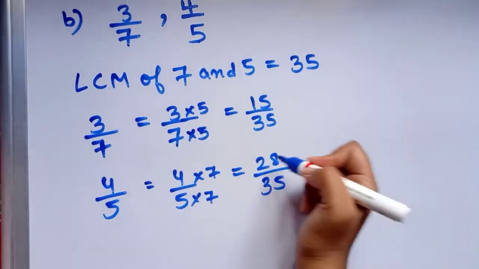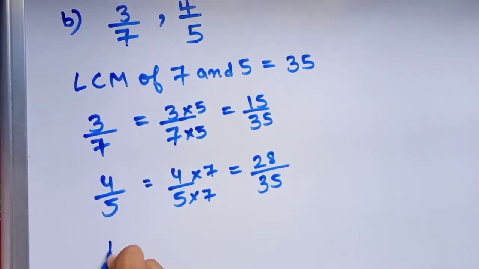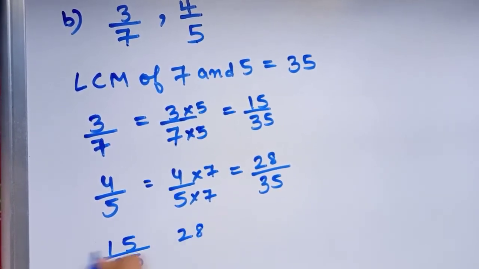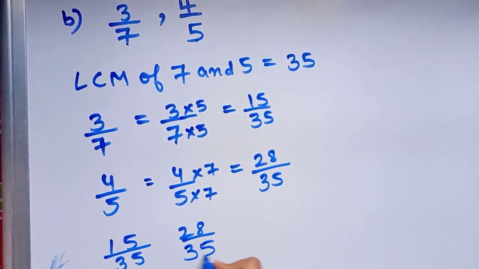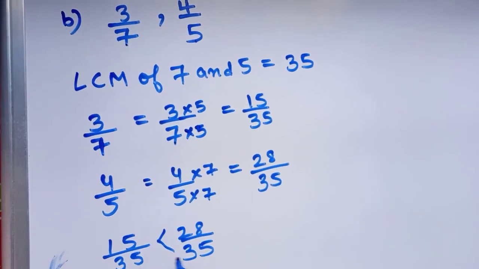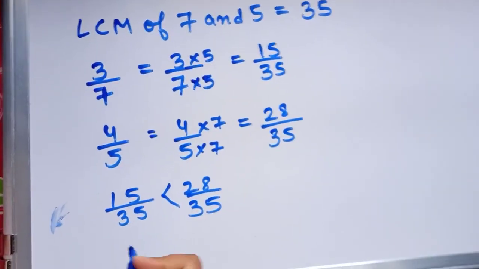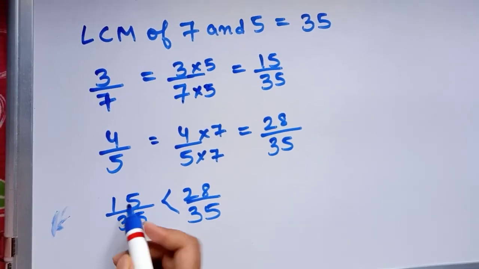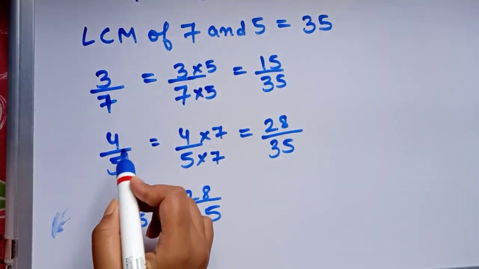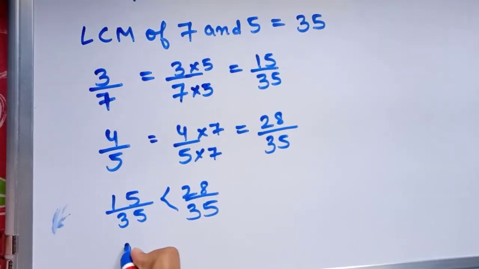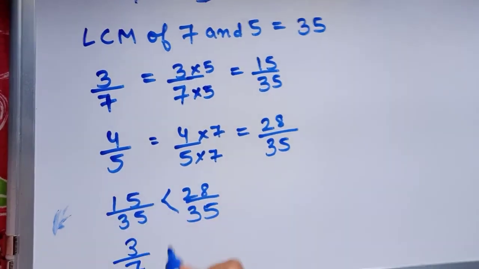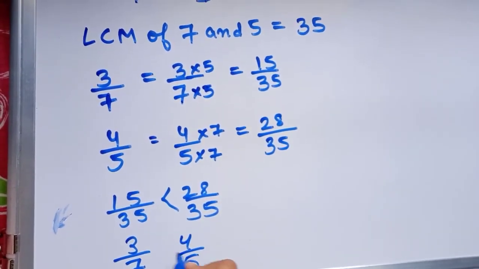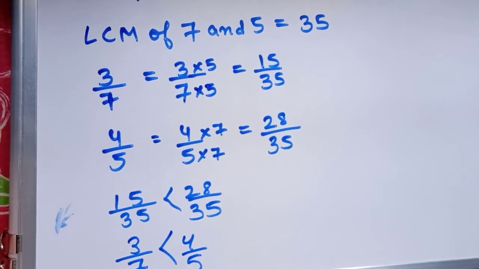So now if you look carefully, which one is greater? You have 15 by 35 and 28 by 35. Which one is greater? Obviously 28 by 35 is greater. Now what were the original fractions? 15 by 35 was basically the first one, 3 by 7. So you can write 3 by 7, and 28 by 35 was which fraction? 4 by 5. So now you write 4 by 5 over here, and this one is greater, so you put the greater sign like this. Okay.